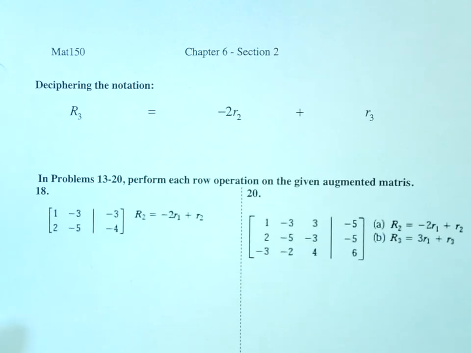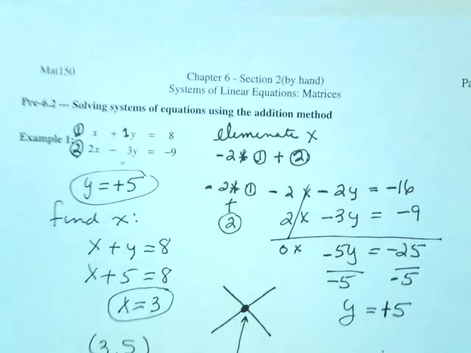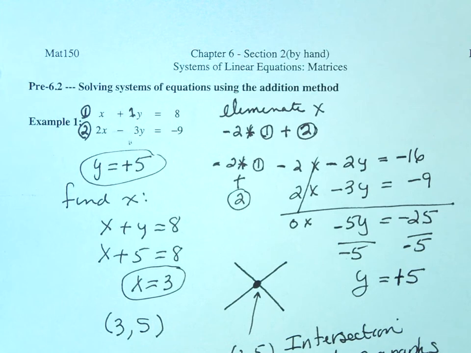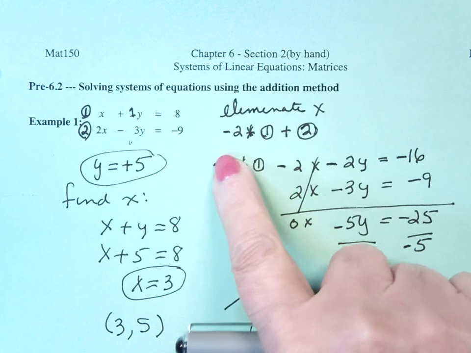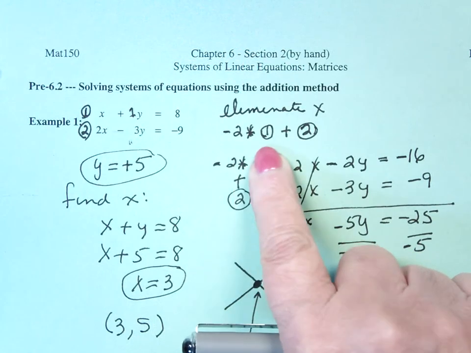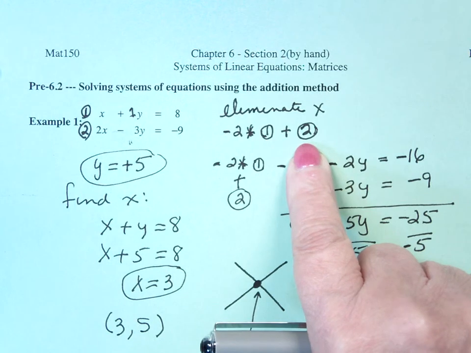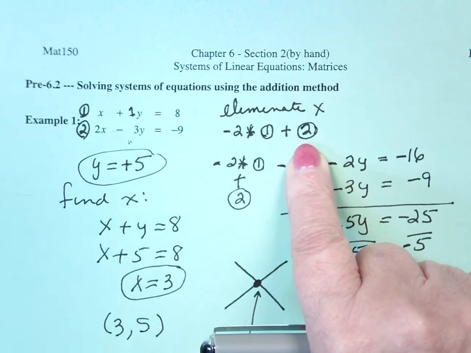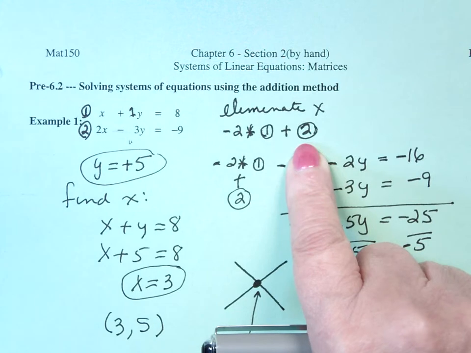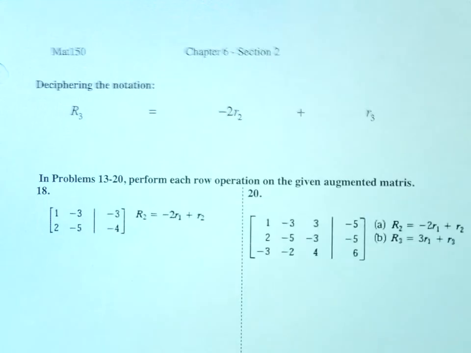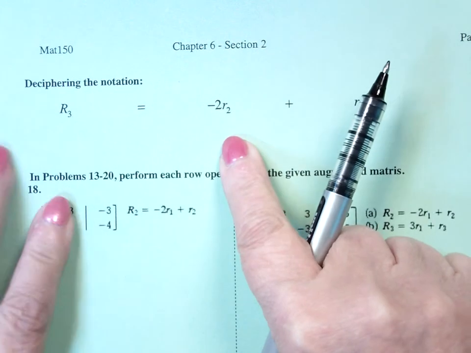Whenever I started with the first problem that I worked, I labeled my equations 1 and 2. I told you what I was going to do. I was going to take negative 2 times equation 1 and add it to equation 2. When we're dealing with systems of equations, the same thing's going to happen with matrices, only instead of equations, they're going to be rows.